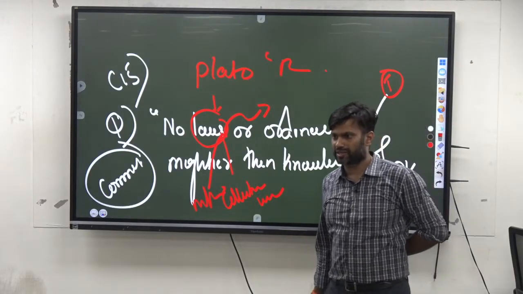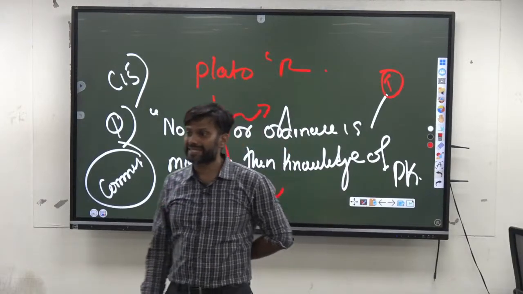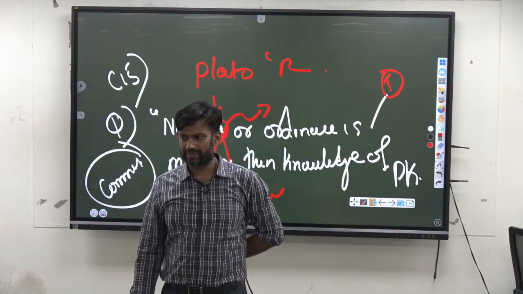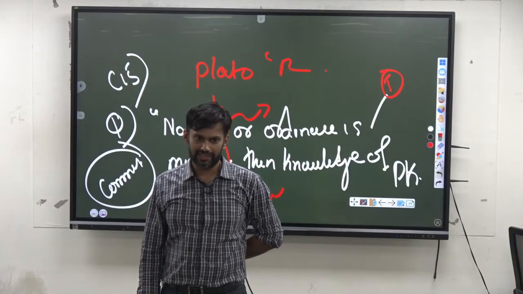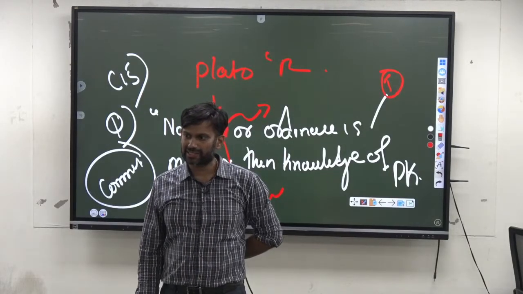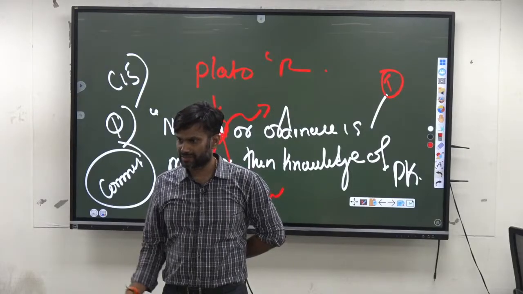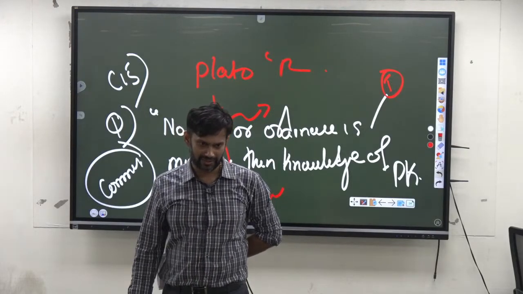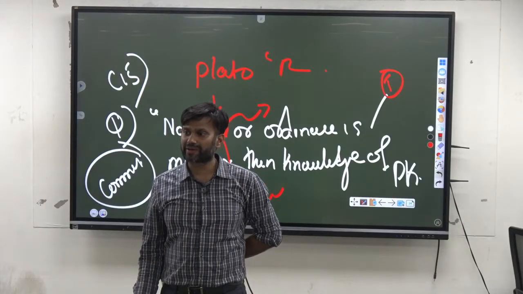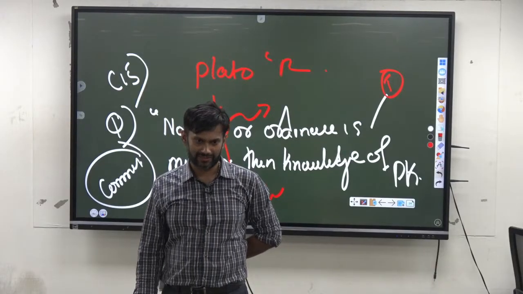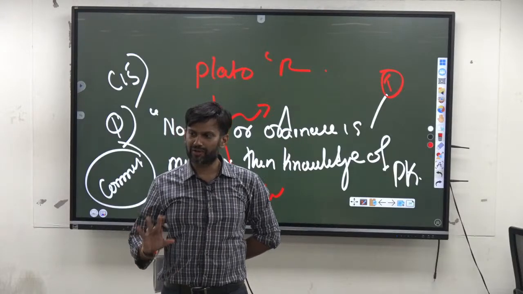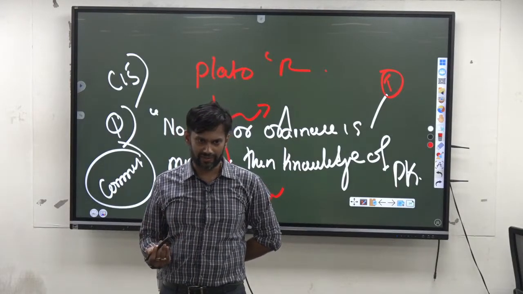Once a person has true knowledge, he will not run behind material things, and that is why he will always take the right decision. He will also use his knowledge to take decisions in emergency situations, whereas a law cannot be changed in an emergency situation. For example, before the Nirbhaya case, the law could not be immediately changed. So this is Plato's argument. That is why he is arguing that no law or ordinance is mightier than the knowledge of the philosopher.